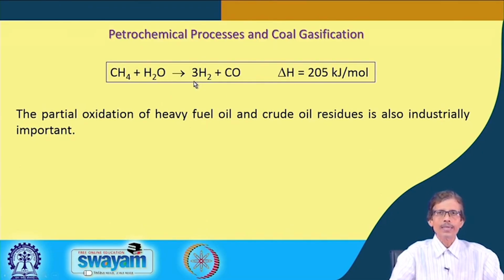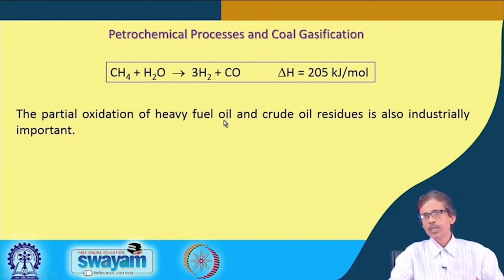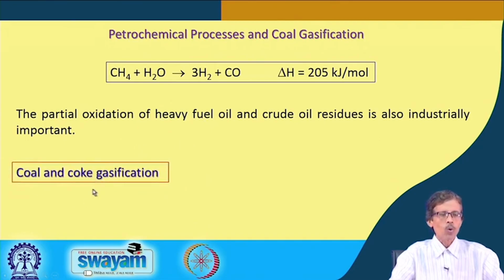This hydrogen production can be industrially important for the direct production of ammonia, because we can take nitrogen from air, and that nitrogen can be reduced with the hydrogen produced from methane for the production of ammonia, and further the production of the urea molecule. So, the fertilizer industry is also very much dependent on this production of hydrogen. Then the coke or coal gasification reaction.